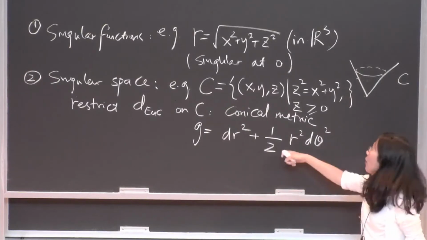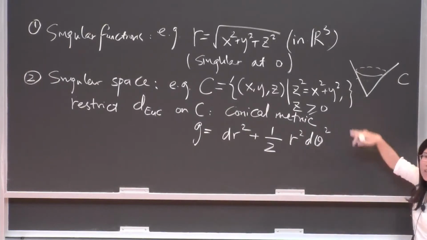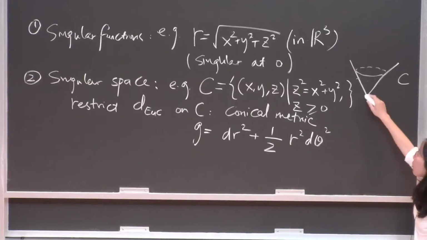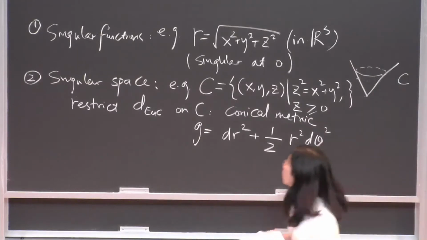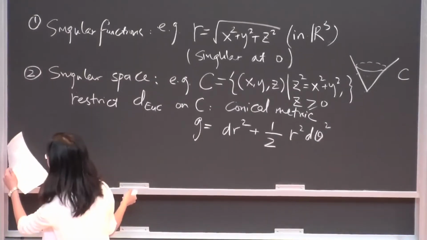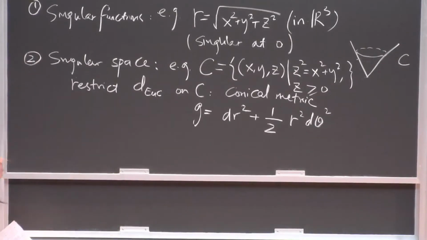Okay, and this half appearing here basically tells you that this is not a flat piece. There's actually a singularity here. Okay, so that's the metric G. And you can see that the metric has some singularity, which will show up more later.